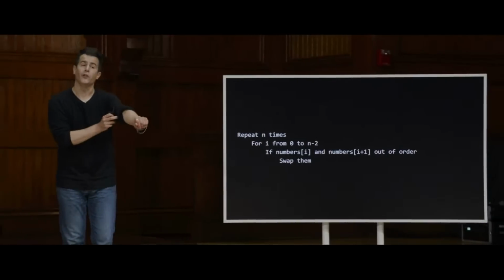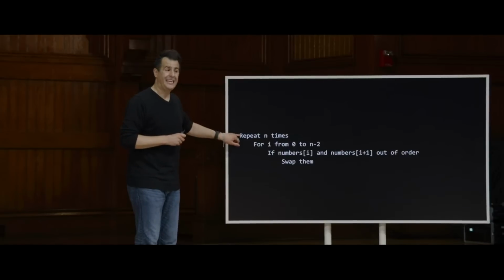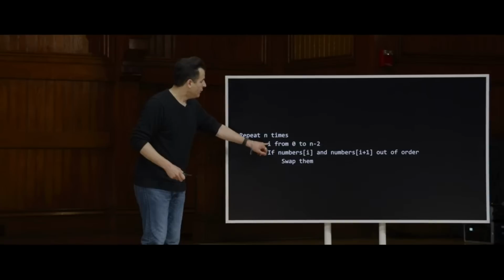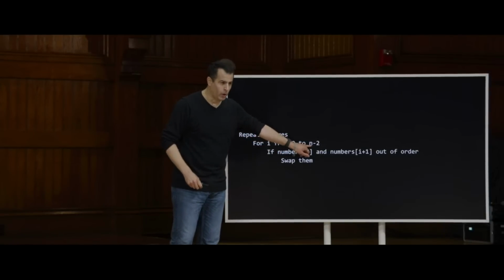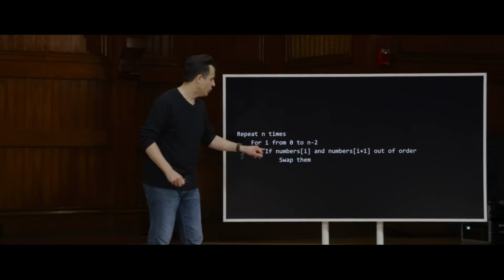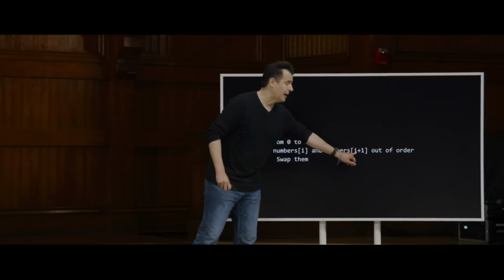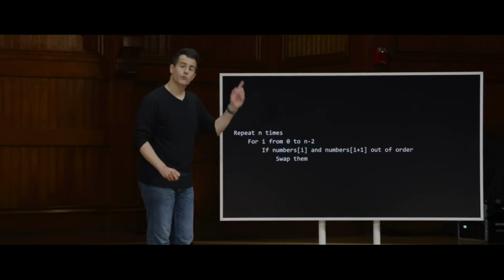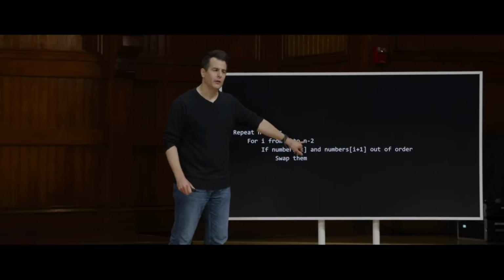So here's one way of thinking about bubble sort. Bubble sort pseudocode could say this: repeat the following n times. And that's why I kept going through the list again and again. For i from 0 to n minus 2. Now, this is a little weird, but we'll get back to this. From 0 to n minus 2, if the number at location i and the number at location i plus 1 are out of order, swap them. And then just repeat.